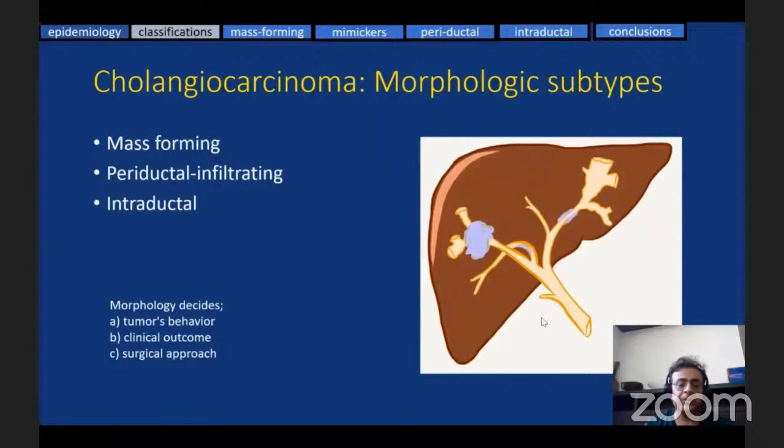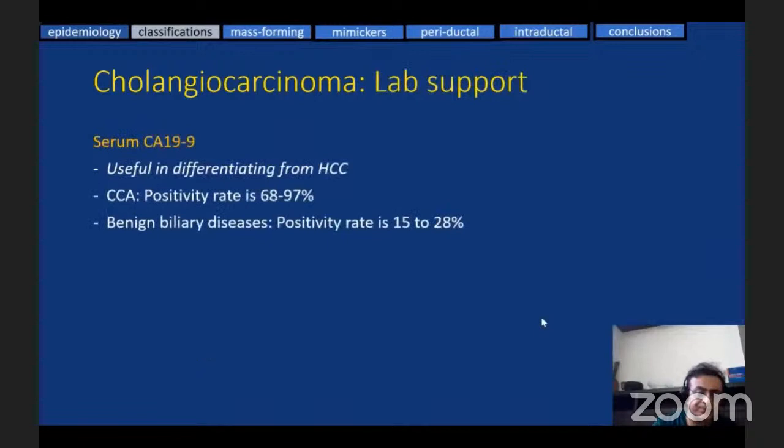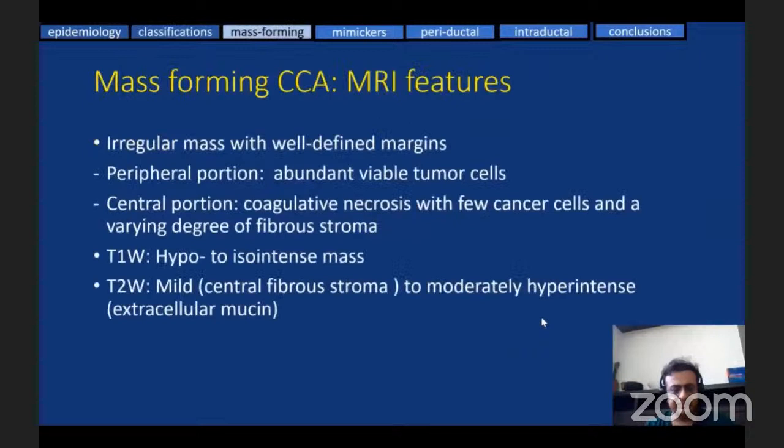Why is the morphology important? Because it decides the tumor's behavior, surgical approach, and clinical outcome. The overall prognosis of the patient is decided by the morphology. In the biochemical workup, serum CA19-9 is quite useful in differentiating cholangiocarcinoma from hepatocellular carcinoma. As I said, a patient with cirrhosis can go either way, developing cholangiocarcinoma or hepatocellular carcinoma. But be careful, a patient with benign biliary disease can also have high CA19-9.